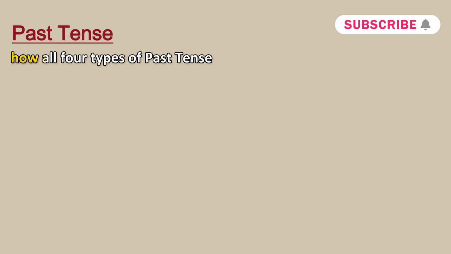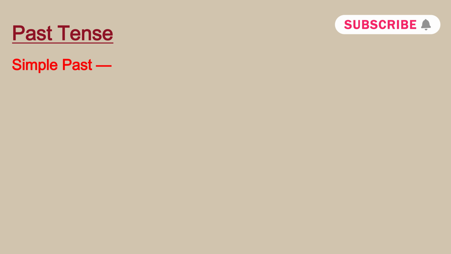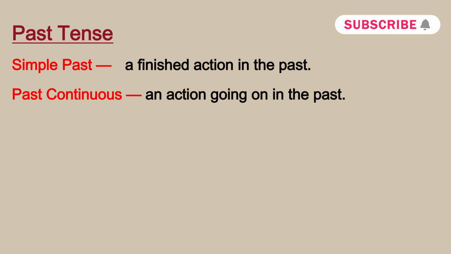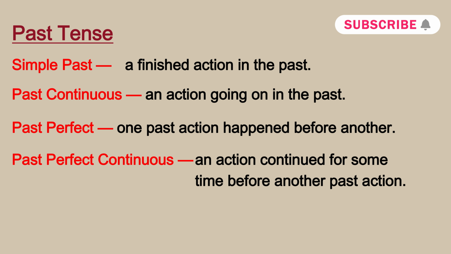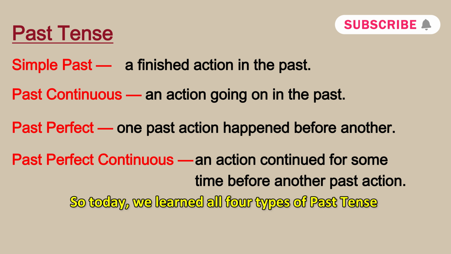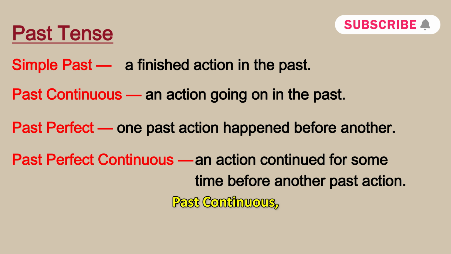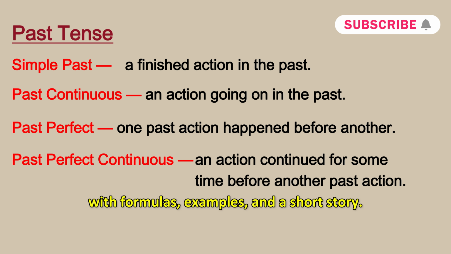Now you can see how all 4 types of past tense connect actions in time. Simple past, a finished action in the past. Past continuous, an action going on in the past. Past perfect, one past action happened before another. Past perfect continuous, an action continued for some time before another past event. So, today we learned all 4 types of past tense: simple past, past continuous, past perfect, and past perfect continuous, with formulas, examples, and a short story.